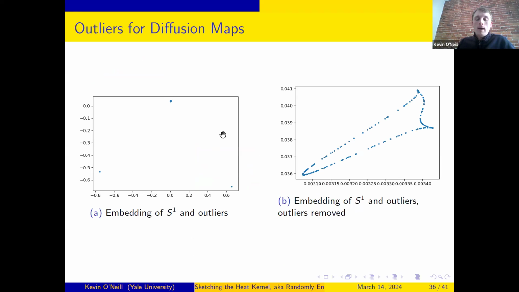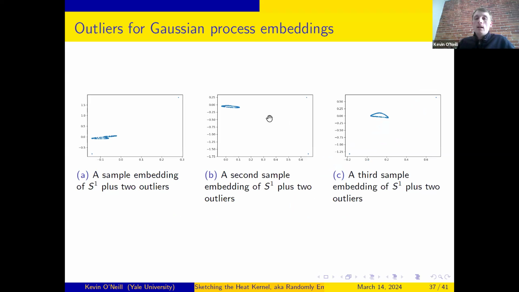So this is diffusion maps applied to S1 with the outliers. You have the whole circle show up here, outliers over here. Zoom in on the circle, it kind of preserves the structure, but it's a little messed up. You do the Gaussian process embeddings, and you get something a little better. You get an embedding of the circle, which is still on the scale of the distance between the circle and the outliers. You can also take your scale for the affinity matrices to be a little bit smaller, and you get something even better than this. But this just shows you another thing that can happen.